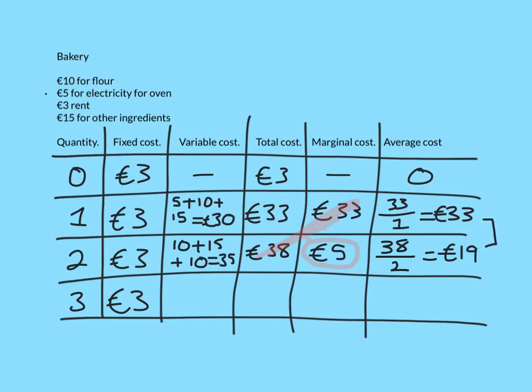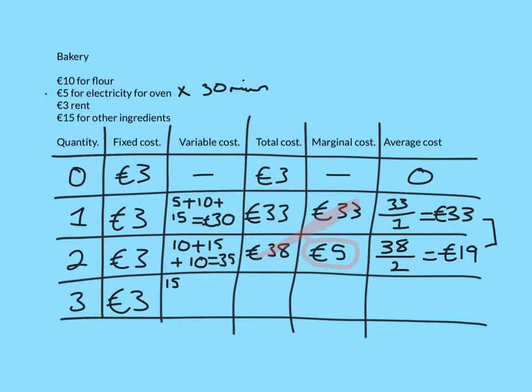Now I want you to have a go at doing how much it would cost for 3 cakes. So let's say this is actually €5 for electricity for oven for half an hour. Okay, so 30 minutes. And the oven's not big enough to fit all the cakes at once, so each cake takes 30 minutes. So in this case, my variable cost for the oven is going to be 15. So go ahead and do that now. Press pause on the video and then come back and see how you get on.